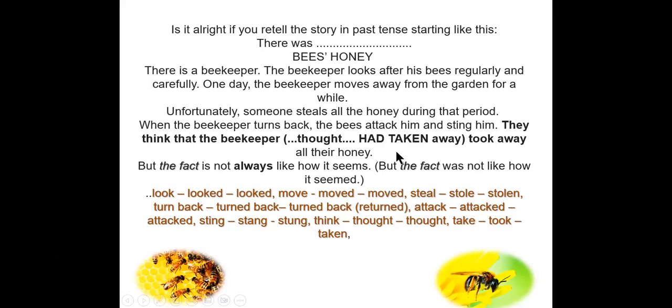We will study this in the intermediate level, okay? We will finish all the 10 sentences, including, of course, to be and modals too. He had taken away all their honey, but the fact was not always like how it seemed. Okay, this is this.